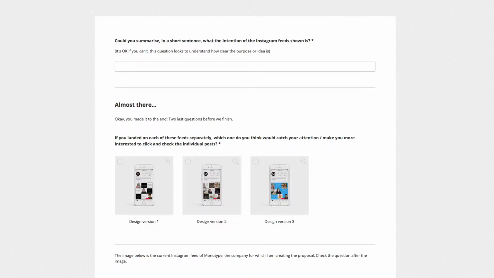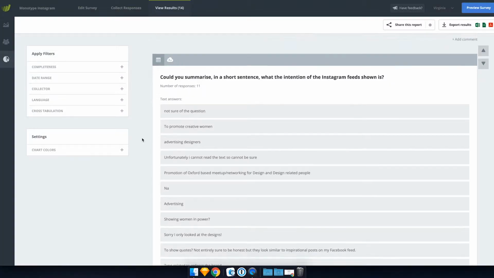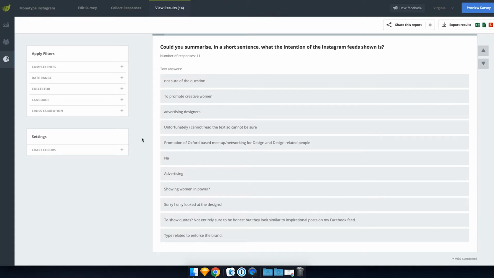So after looking at all these examples, I have asked people if they could summarize what the intention of the Instagram feed was about, because I obviously know why I'm creating these images and what the posts are trying to promote. I think only 3 people have actually understood what it's about. So one person said to promote creative women, which is fine. Advertising designers, well, women designers, but yes. One person said promotion of Oxford-based meetup networking for design and design-related people, which is exactly what I'm doing here.